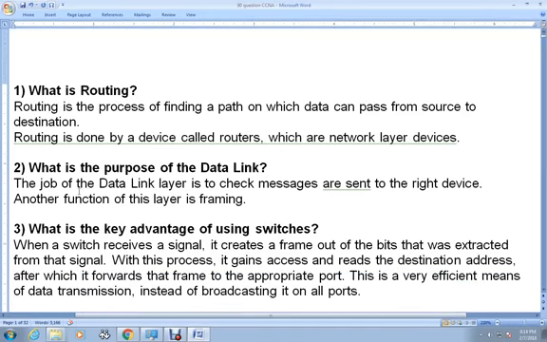Guys, next question. What is the purpose of the data link layer? Data link layer is a very important layer. You should know we have 7 layers. I have already uploaded a couple of videos, around 309 videos in total, in which I have discussed lots of things in detail. Here the question is small, and it should be easy for you to explain this in short. The job of the data link layer is to check that the message is sent to the right device. This is the main purpose of the data link layer. Another function of this layer is framing. I have already explained it in depth.